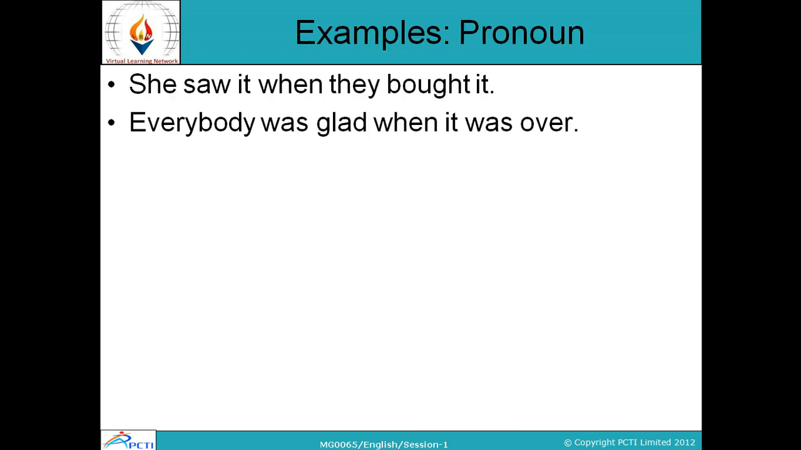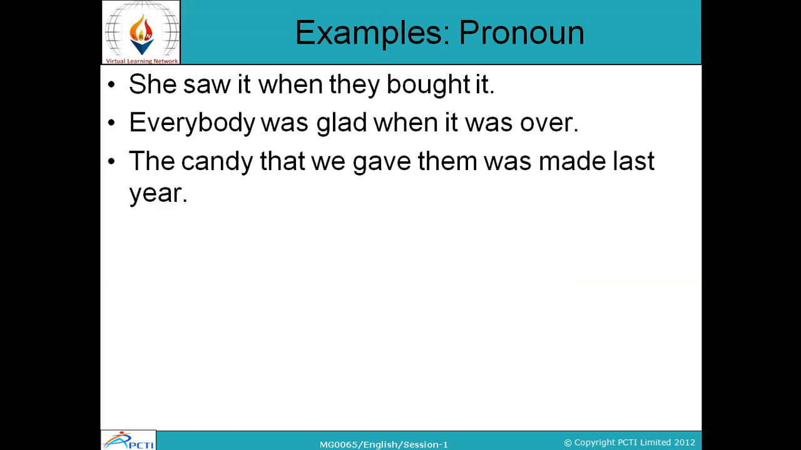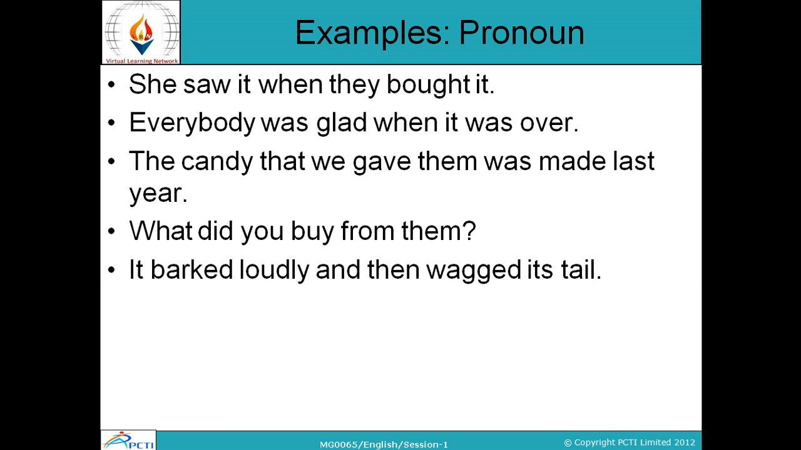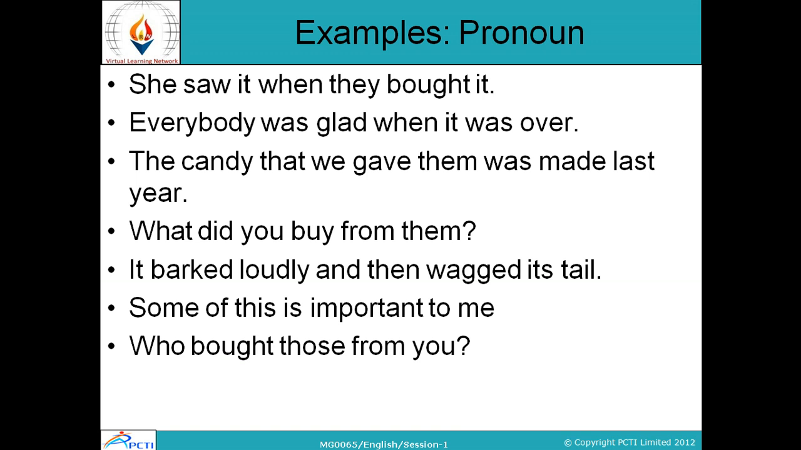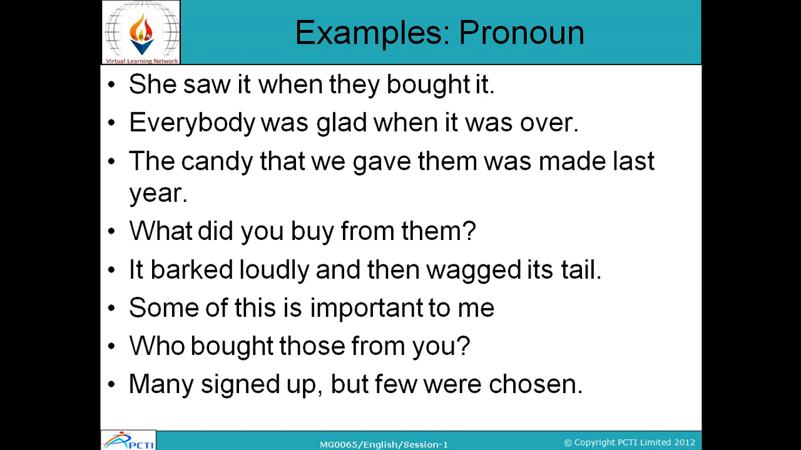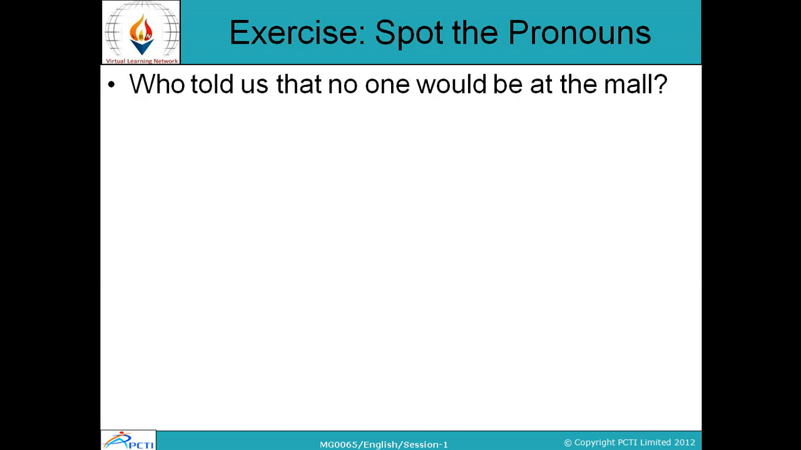She saw it when they bought it. Everybody was glad when it was over. The candy that we gave them was made last year. What did you buy from them? Now this is an interrogative pronoun. It barked loudly and then wagged its tail. Now it is of course a pronoun. Some is another pronoun, of this is important to me. Who bought those from you? Many signed up but few were chosen. These are some examples. Now let us do an exercise to spot the pronouns in the sentences.